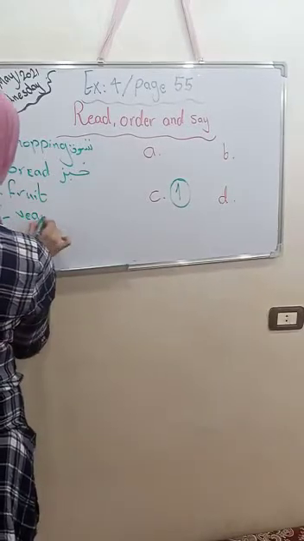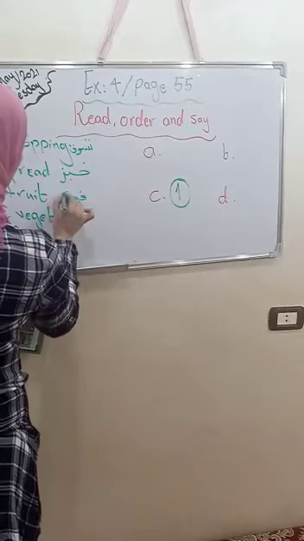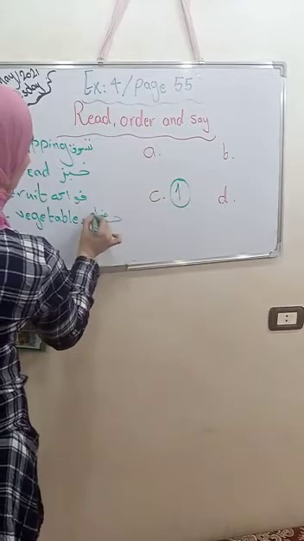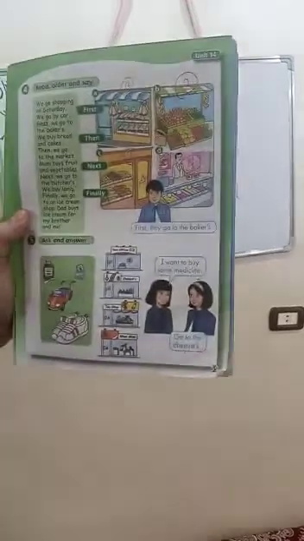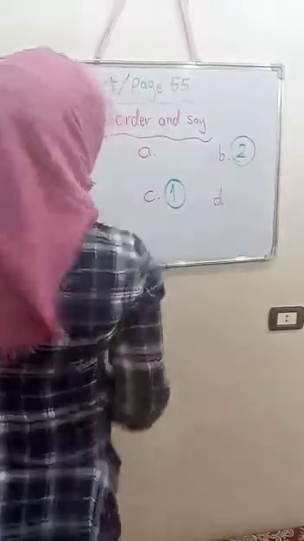What's the meaning of fruit? Fruit, excellent, فواكه أو فاكهة. And vegetables, خضروات. So why do they go to the market? They go to the market to buy fruit and vegetables. Which picture is the market? Excellent, B. So here, write number 2. This is the market. Now, the third step.